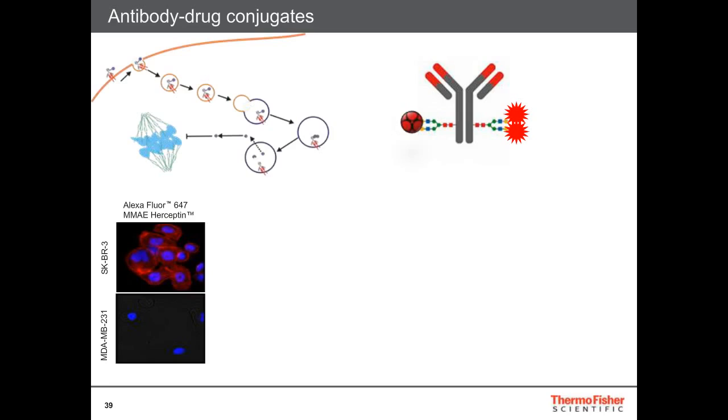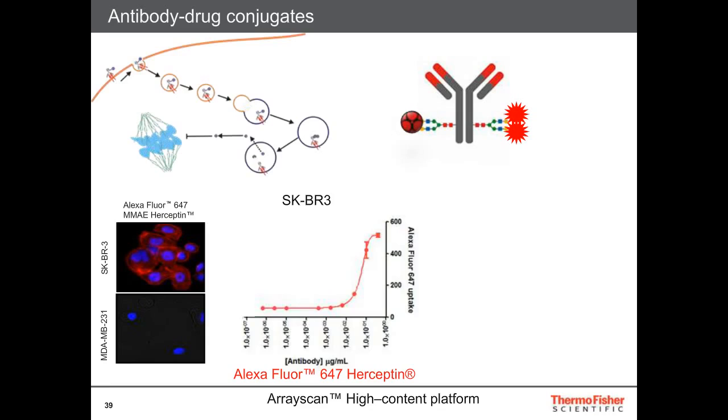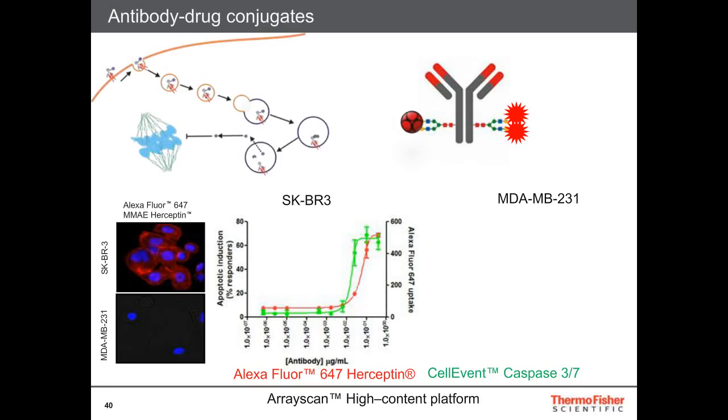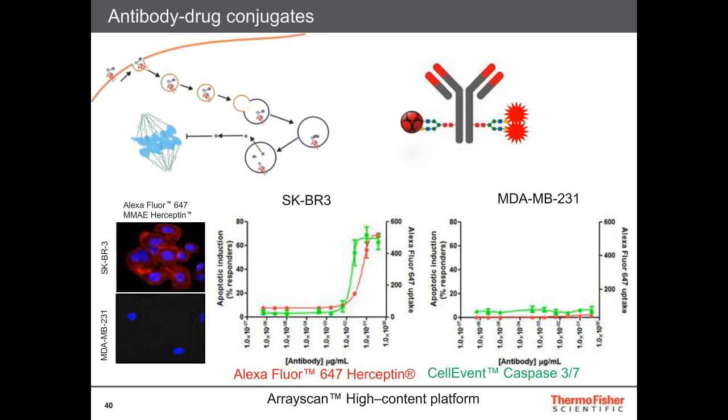We use our model, as I described previously, of SKBR3 cells for HER2 positive, as well as the HER2 negative MDA line. You can see there's no signal from the Alexa 647 in the MDA cells, but we do see a very bright and robust signal for the SKBR3s. We can look at the uptake of Alexa 647 into these SKBR3 cells, and then we can also overlay that in the same cells in a multiplex experiment with the induction of apoptosis using CellEvent Caspase-3/7. And of course we can look in the HER2 negative MDA cells, and we see not only is there no uptake, there's also no induction of death.